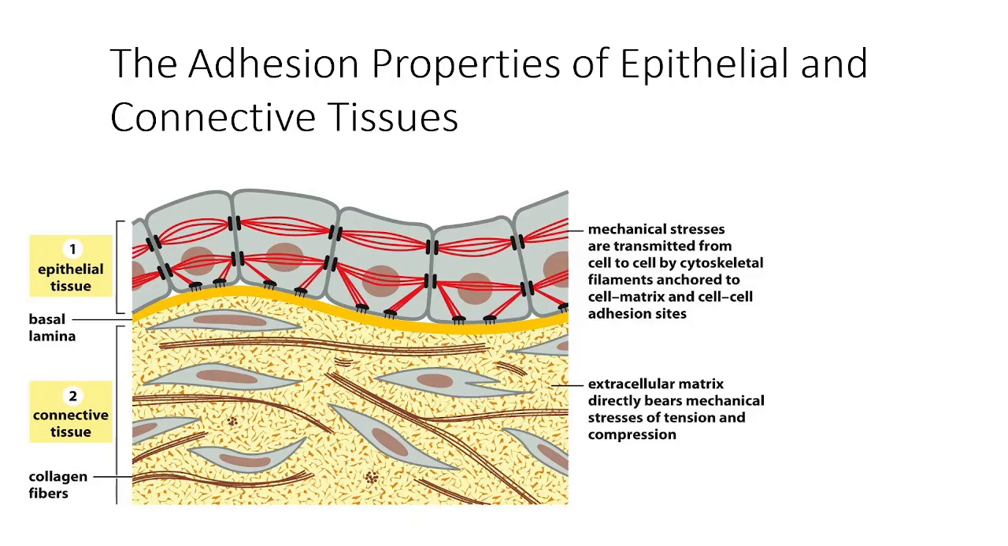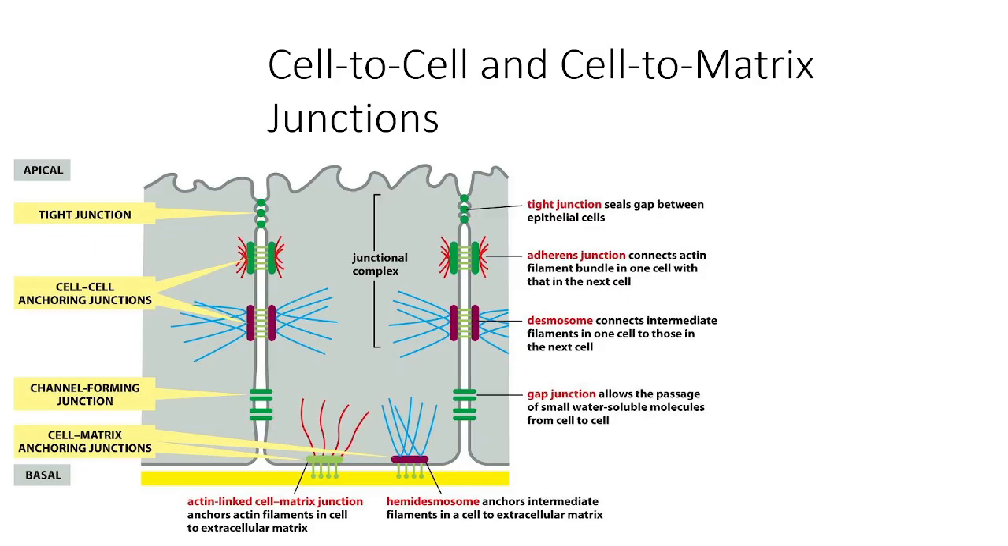So, the adhesion properties of epithelial and connective tissue. They have distinct adhesion properties and patterns of cell matrix junctions. We will focus on the anchoring junctions, such as the adherens junctions and the desmosomes, the tight junctions, and the gap junctions. These junctions distribute mechanical stress, create barriers, and allow communication between the cells.